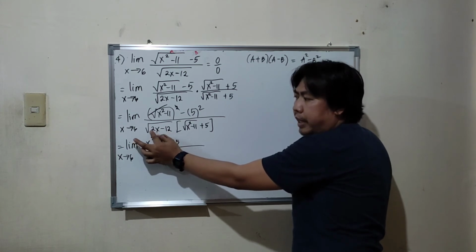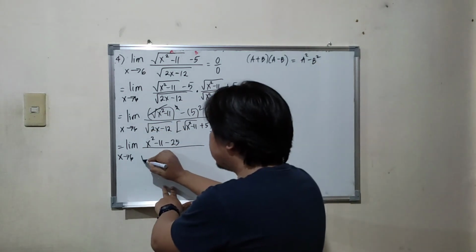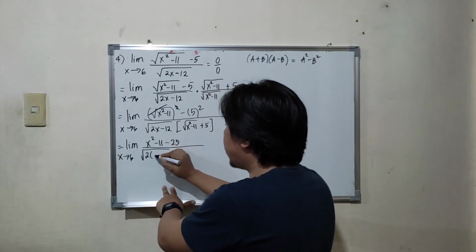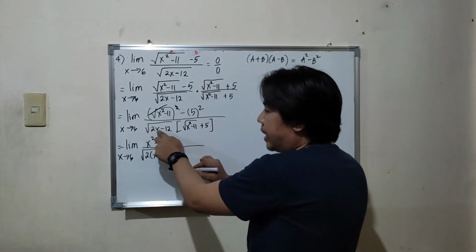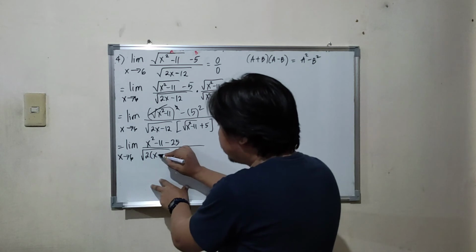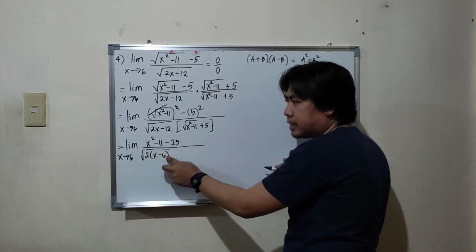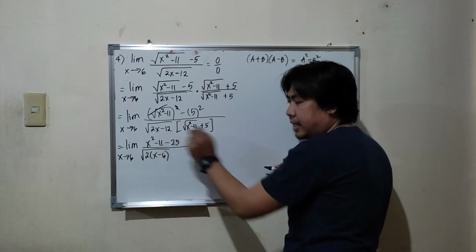2x minus 12, they are both divisible by 2. So, factor out 2. So, we have the square root of 2 times x. So, nalabas yung 2, may natirang x, minus 12. So, factor out 2, so we have minus 6. So, when multiplied, 2 times x is 2x, 2 times 6 is negative 12. 2 times negative 6, negative 12.